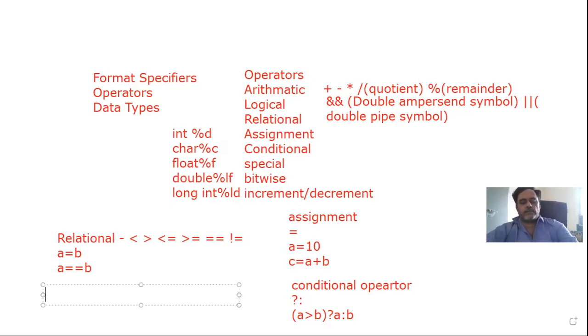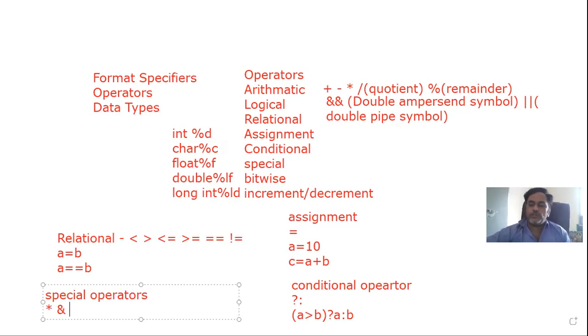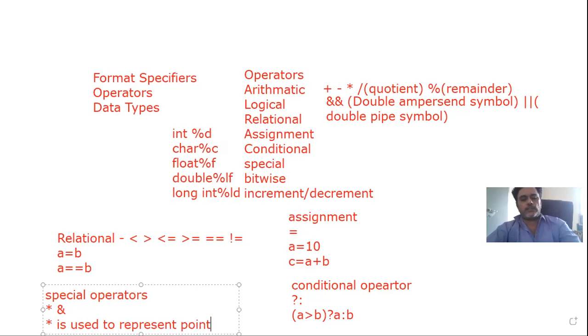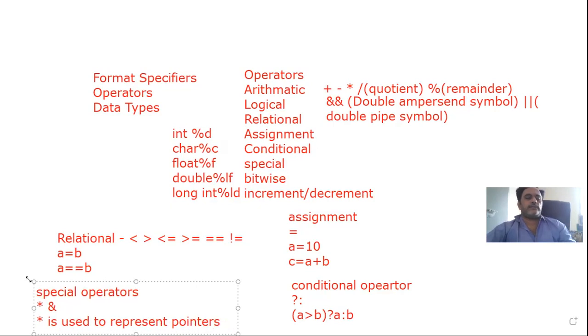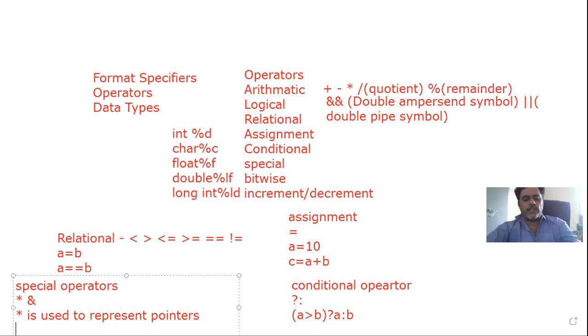Next one, special operators. Asterisk and ampersand are the special operators. Where do we use these special operators? Generally, we already use asterisk for multiplication as an arithmetic operator. But the same asterisk can also be used to represent pointers.